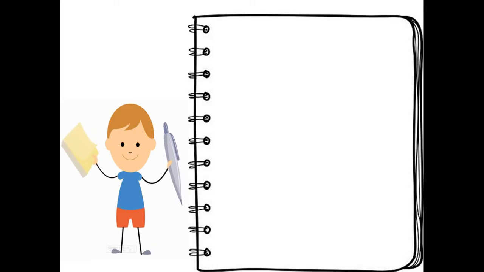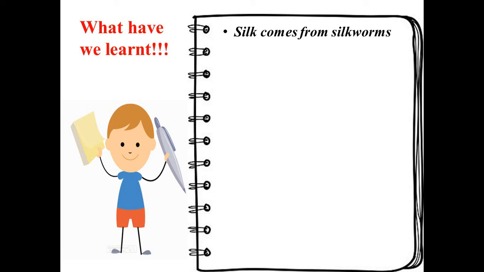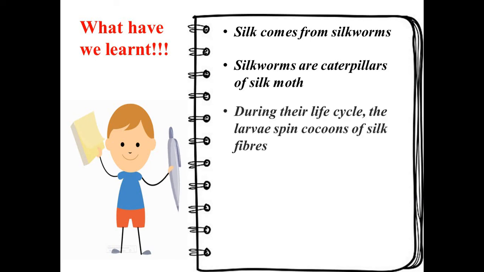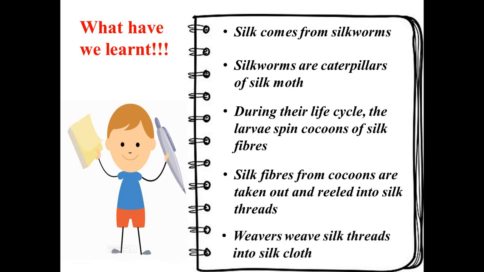So, let us see what we have learned so far. First, silk comes from silkworms. Silkworms are caterpillars of silk moth. During their life cycle, the larvae spin cocoons of silk fibers. Silk fibers from cocoons are taken out and reeled into silk threads. Weavers weave silk threads into silk cloth.